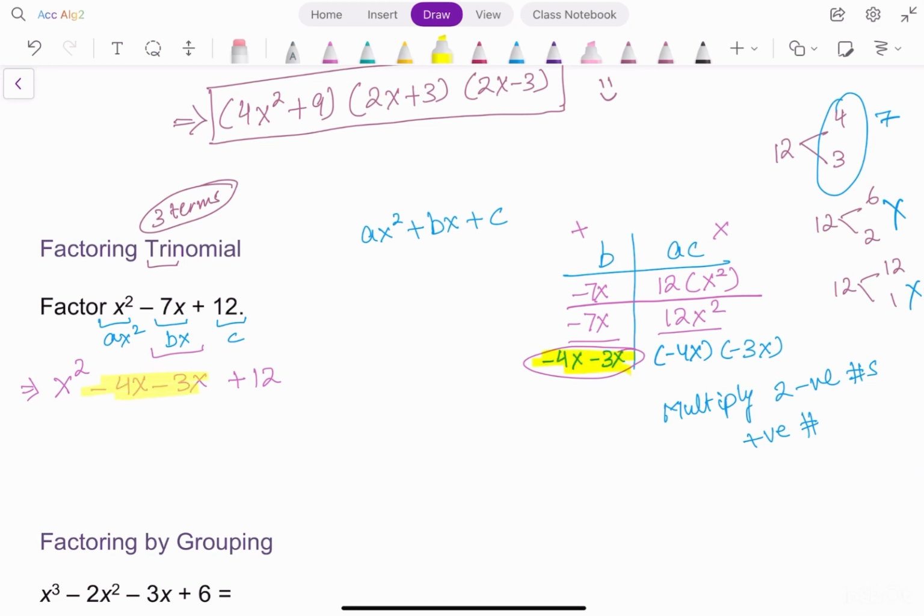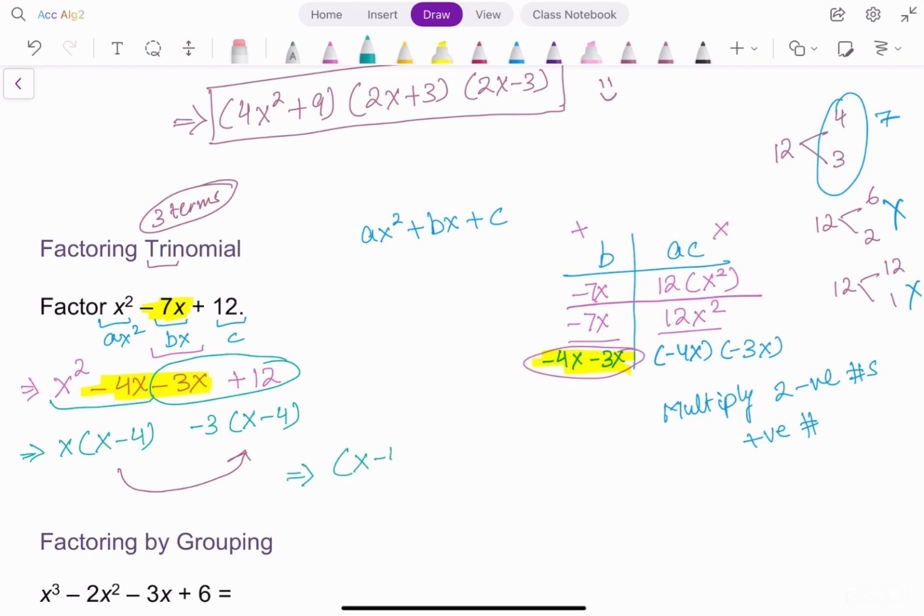Now we have 4 terms, and when we have 4 terms, we can group them together. So we group the first two terms together. From the first two terms I can factor out x, and x minus 4 will be left. Now we will do some cheating. We will rewrite x minus 4 again. Now go back to the equation and see how you can convert x minus 4 into negative 3x plus 12. What should I multiply x minus 4 with? That is negative 3. So we have x minus 4 in one parenthesis and x minus 3 in the second parenthesis. This is how you can factor the quadratic.